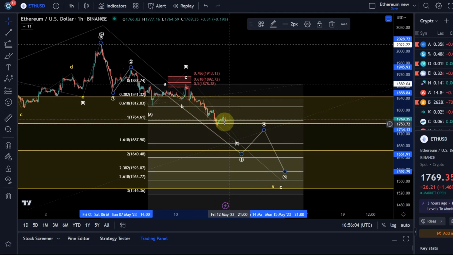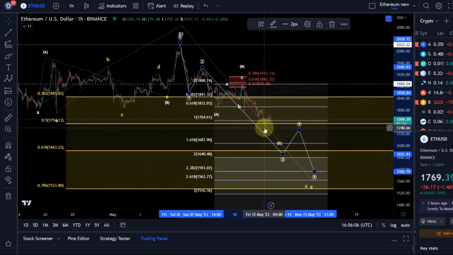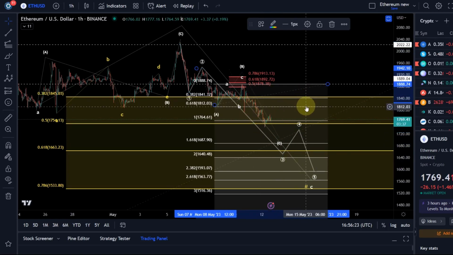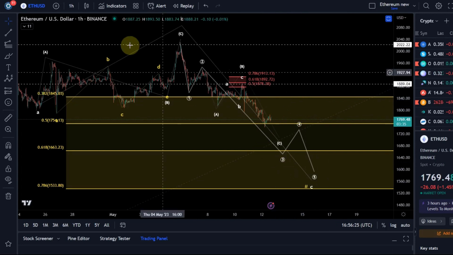We need to break, obviously, today's swing low, which was here at around 1744, to indicate that we continue with the C wave down. And then we have next support at 1688, roughly at 1690. Okay, very, very important. That would then be the target for the C wave of the third wave.